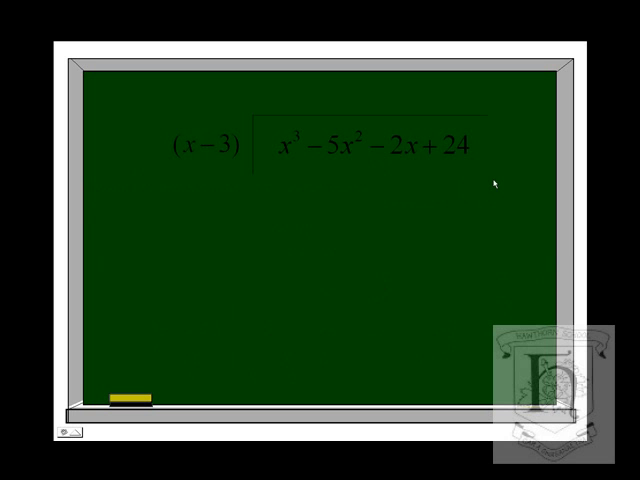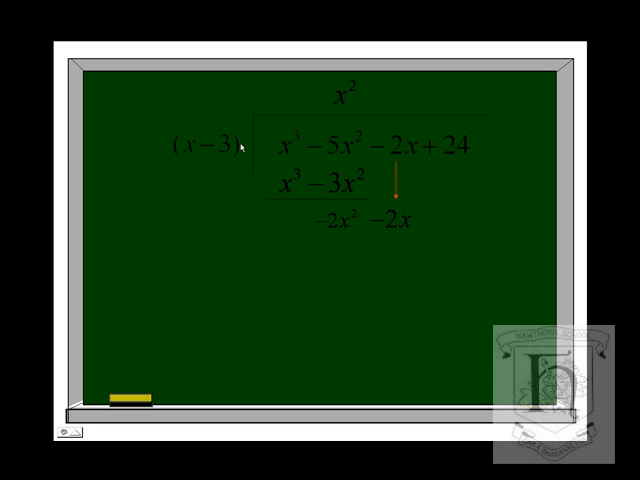So the process is, ask yourself, how many times does x divide into x cubed? It divides x squared. We now need to multiply back x squared by x and x squared by minus 3, and then subtract to work out the remainder. x cubed subtracts to 0, 5x squared minus 5x squared, subtract minus 3x squared, is minus 2x squared. Next, we bring down the next term, that's the minus 2x, and again repeat the process.